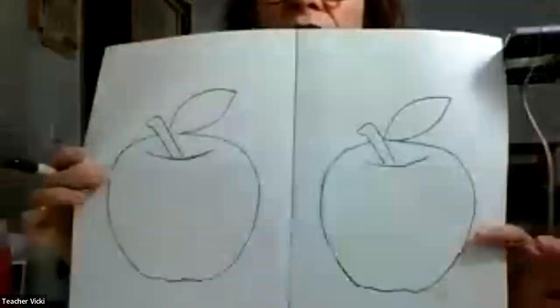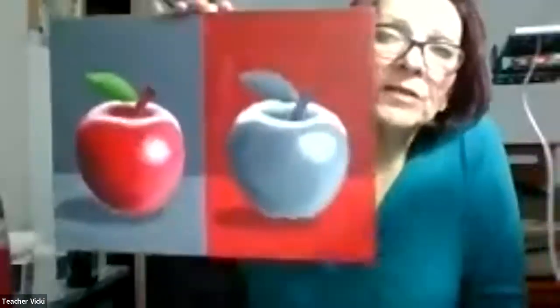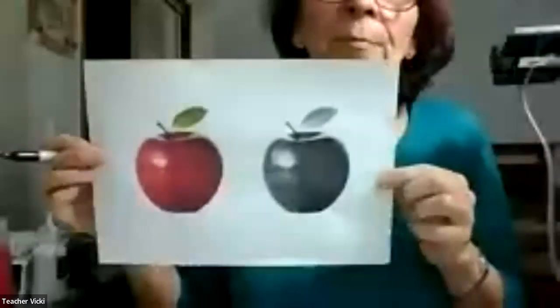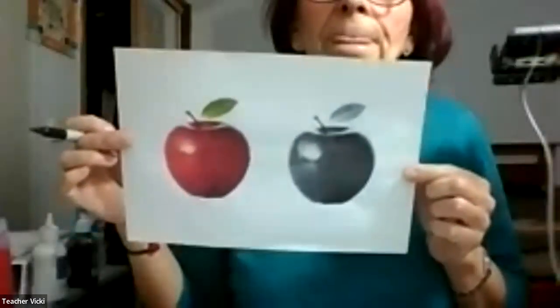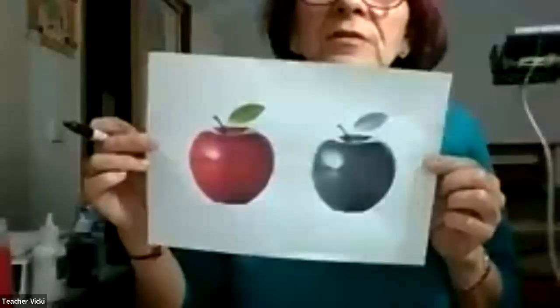Okay, so everybody should have this in front of them. We're going to make 2 apples, and one of them is going to be in gray and the other one is going to be in red. I'm not done. That's okay, I'll wait for you. These are my 2 apples. Can you see my 2 apples? Yes. This is what I was looking at when I created these apples. I was looking at these 2 apples.